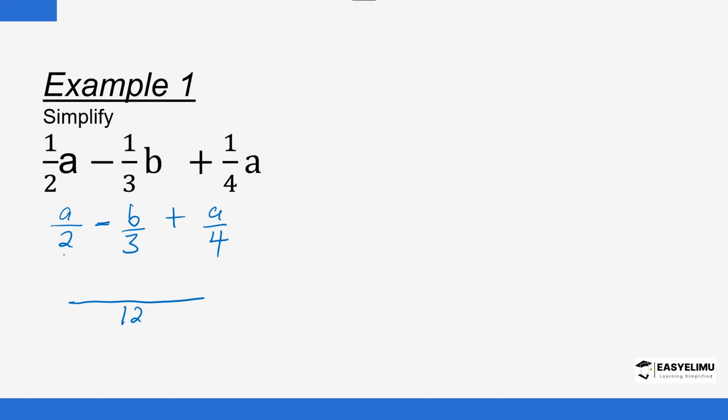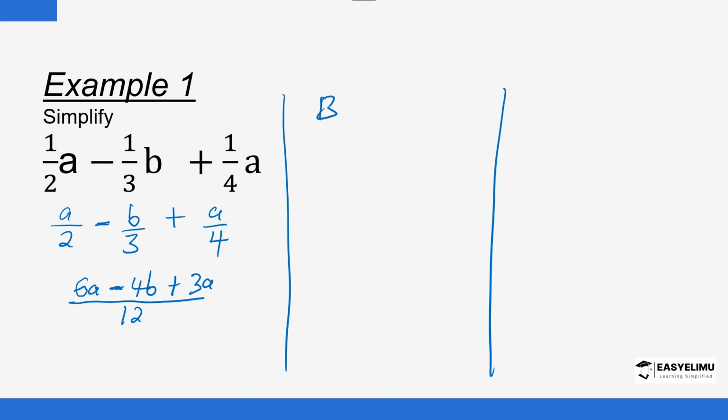So 12 divided by 2 is 6. 6 by a is 6a, minus 12 divided by 3 is 4. 4 by b is 4b, plus 12 divided by 4 is 3. 3 by a is 3a. So you try to apply the BODMAS rule.